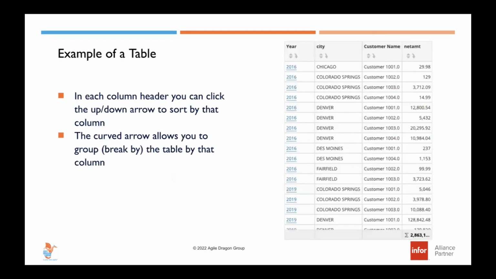Here's a very simple example of a table of data. We have 4 columns of data in this table: year, city, customer name, and net amount. You'll notice that there's an up and down arrow in each of the columns, and that allows you to sort by that particular column. There is also a curved down arrow, which allows you to break by or group by that particular column.